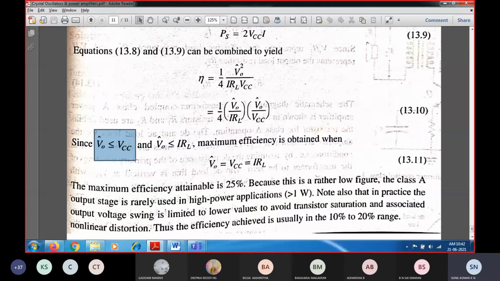So in the practical circuit, if we consider, the efficiency will range between 10 to 20%. So maximum, in the common emitter configuration, if you are going to consider, then you are going to have a maximum efficiency of 25%. Okay, so this is about the class A amplifier.